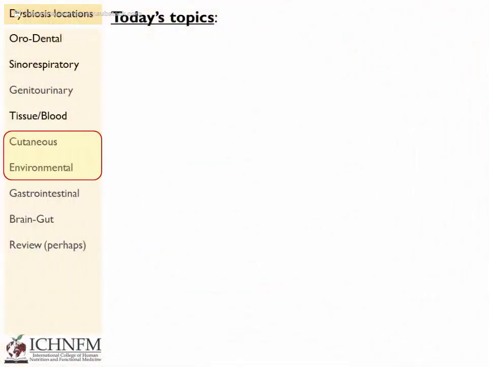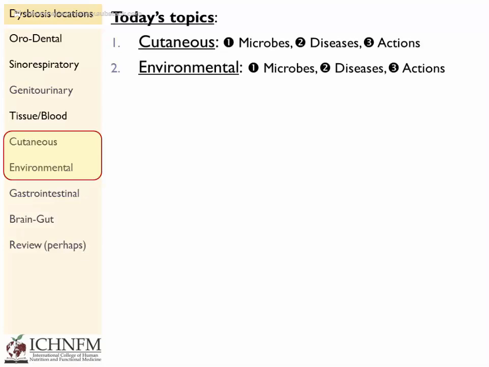Today we're going to focus in on cutaneous and environmental dysbiosis. We're going to look at microbes, we're going to look at specific diseases, and of course we're going to focus in on the clinical actions that we can take. We'll do that for cutaneous dysbiosis, and of course then we'll do it again for environmental dysbiosis.